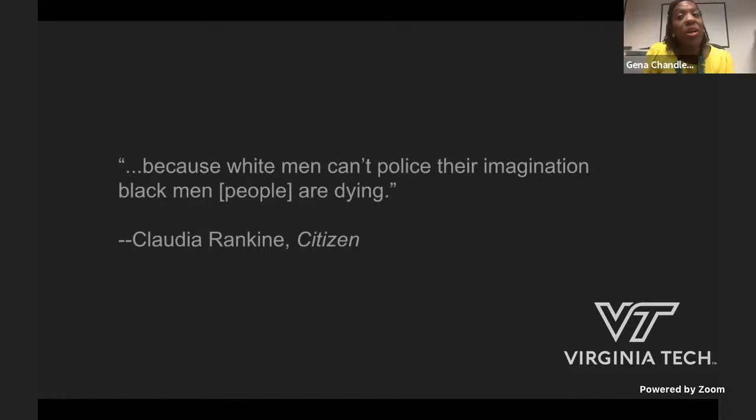that we've seen, the kind of killings that we've seen in our world, where a man can't sit in his car, or a woman can't be in her own home, or a young boy can't walk down the street. If we can't police our imagination, Claudia Rankine says, Black men, and I would suggest Black people are dying. If the story remains static in this tragic position, then we don't leave space for Black matters to function in many ways, and we devalue the importance of Black lives.